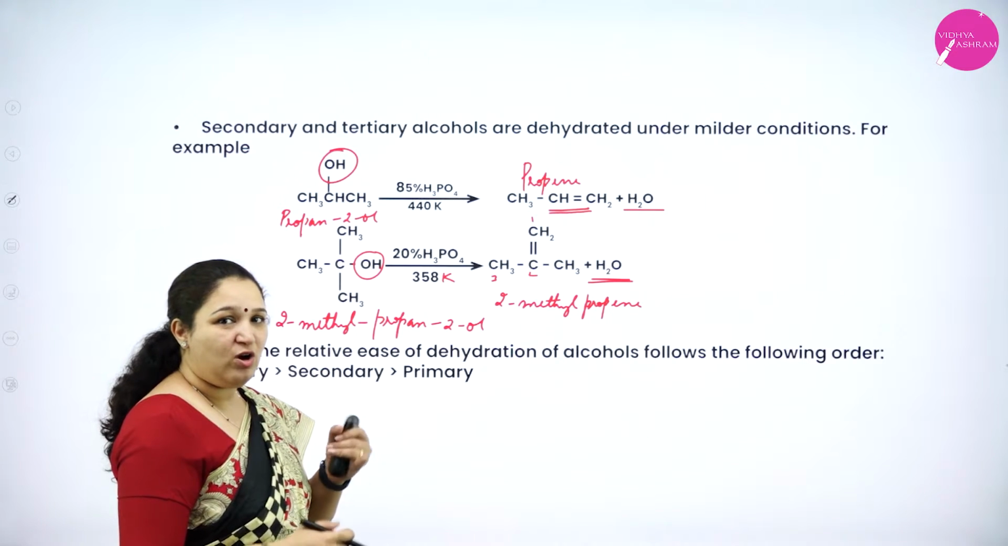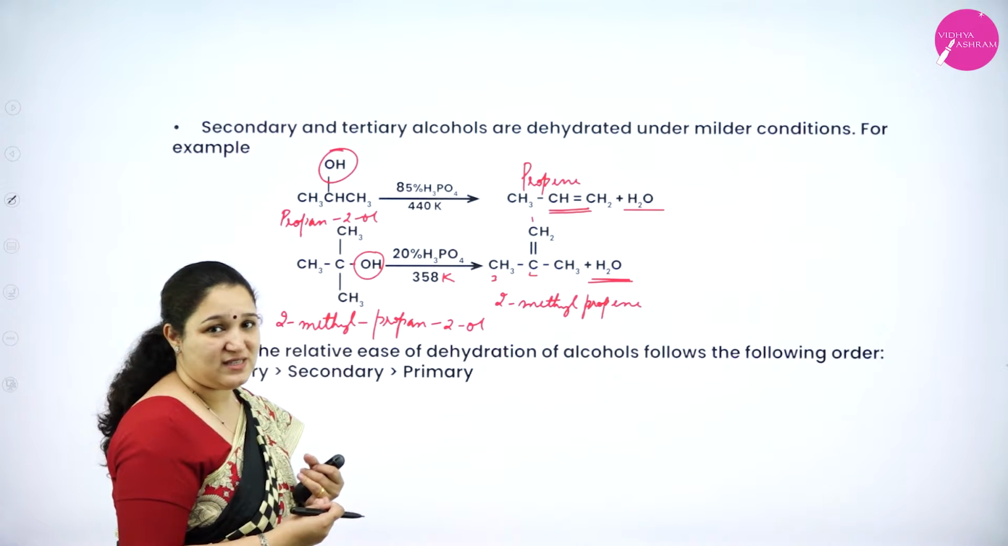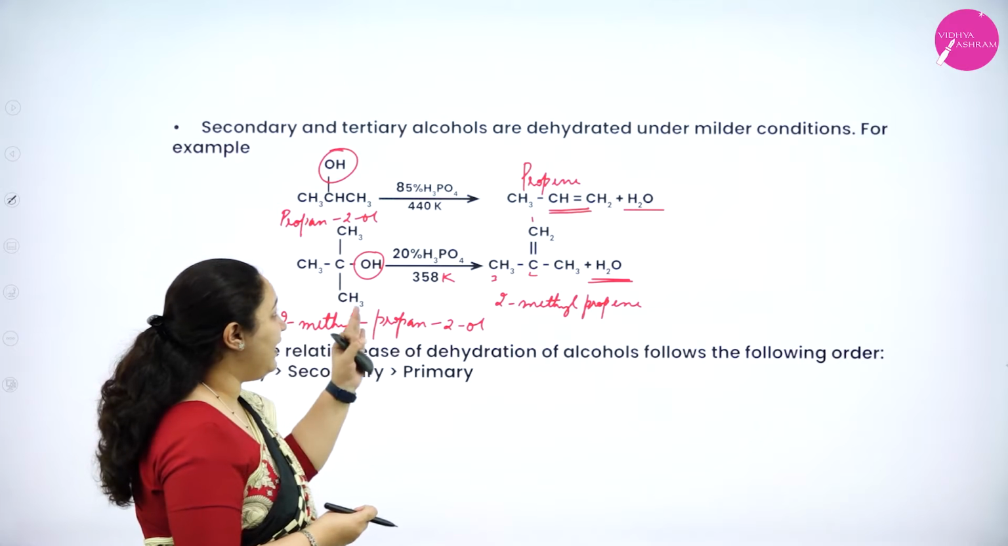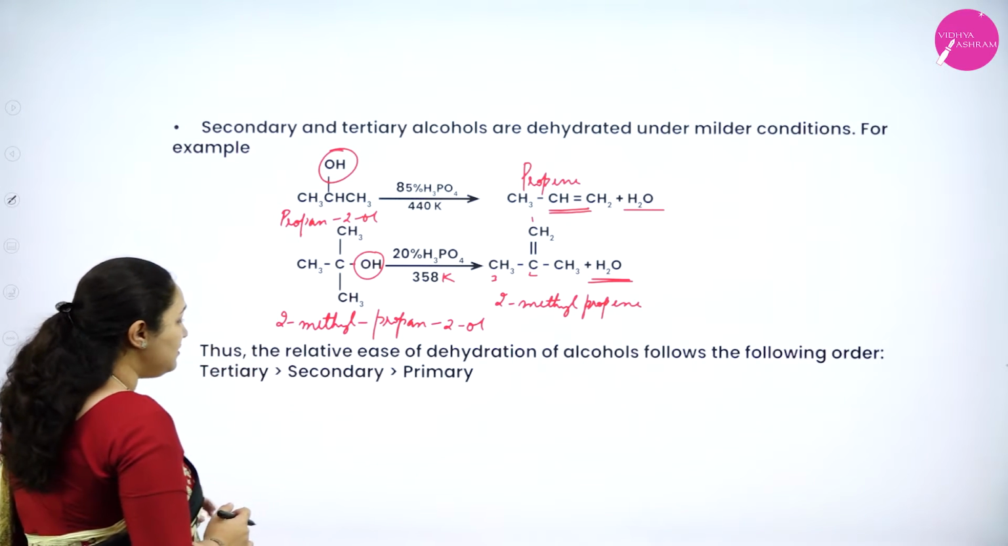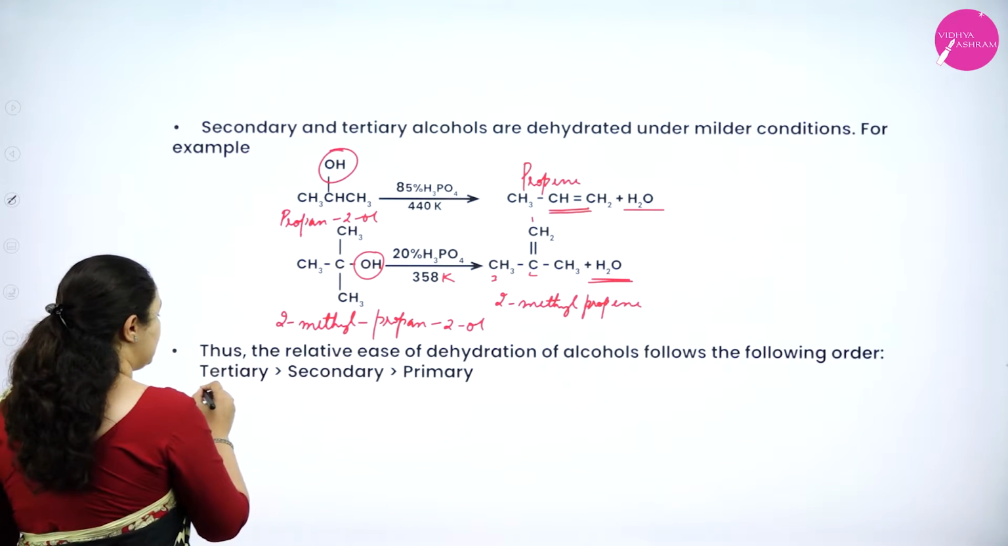For primary alcohol, we require a little higher temperature and concentrated acid, whereas for secondary and tertiary alcohols, to undergo dehydration, we require some milder conditions. Thus, if you see the reactivity, it will follow like this.